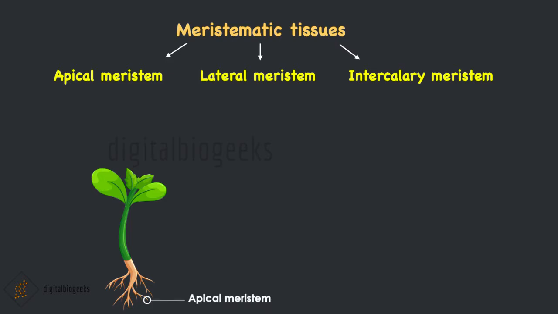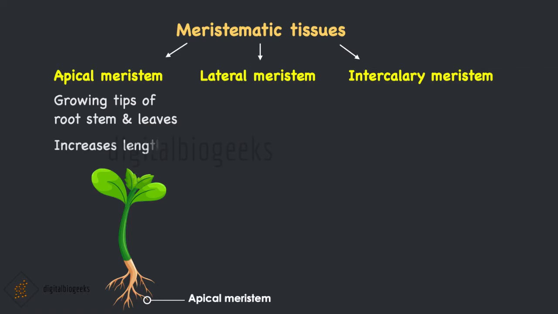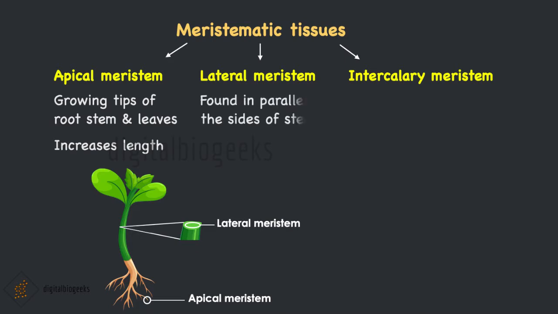Apical meristems are present in the growing tips of the root, stem, and leaves. They increase the length of stem and root. Lateral meristems are found parallel to the sides of the stem. It is called secondary meristem. It increases the girth or thickness of the stem.